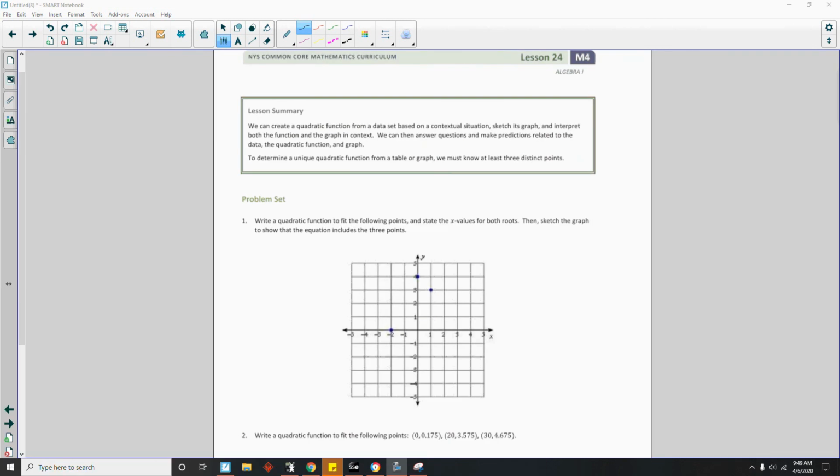Okay, page 5 brings us to the end of lesson 24. Review the lesson summary and go to your problem set.